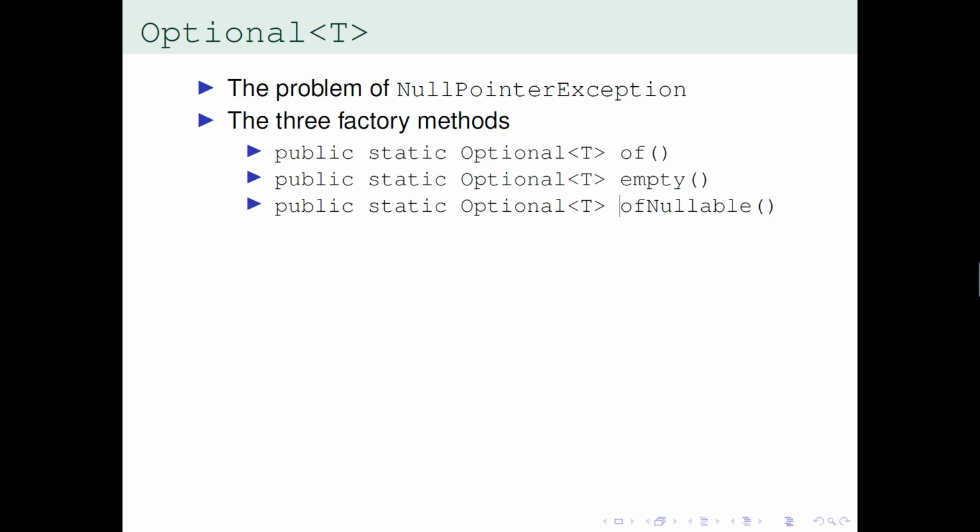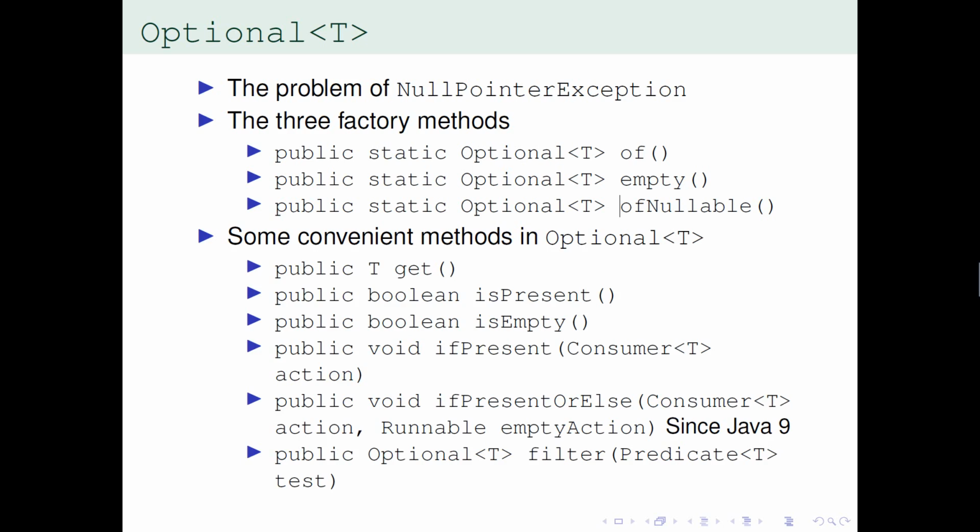So to create an optional object, these are the three options here. There's no constructor available. You have to use one of these three methods. The first and the third methods take a parameter of type T. Now these are some methods of optional. One is the method get, but this one will throw an exception if it is empty. So if you are very sure this is not going to be empty the way I've used it, you may go ahead and use the get method.